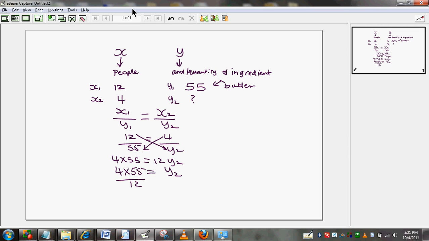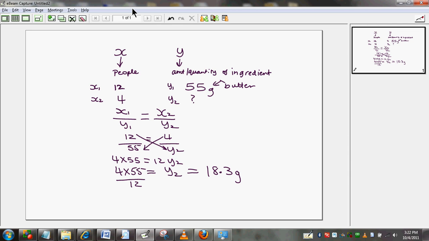If you work out that, what will you get? 18.3. Right, that's what I said, 18.3. And the unit was initially 55 grams, so the answer down here will also be 18.3 grams.